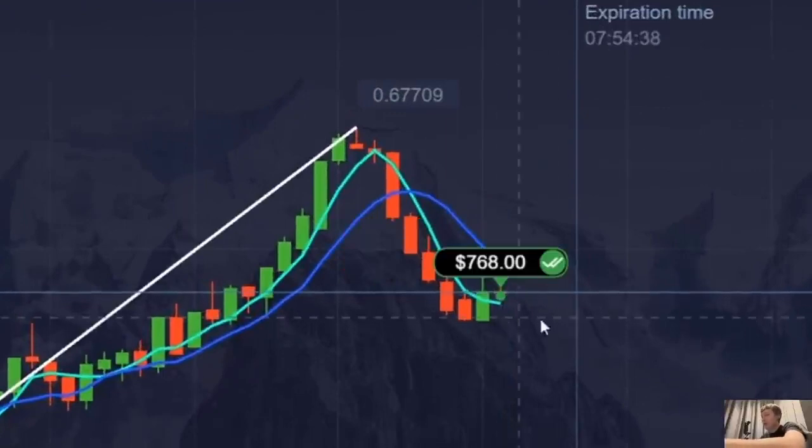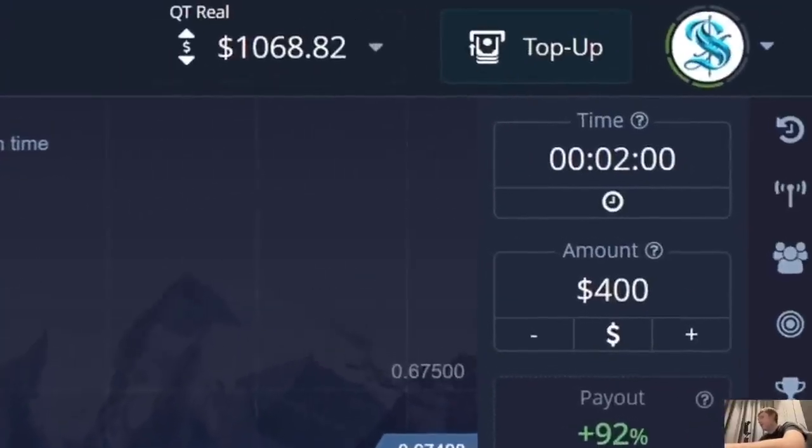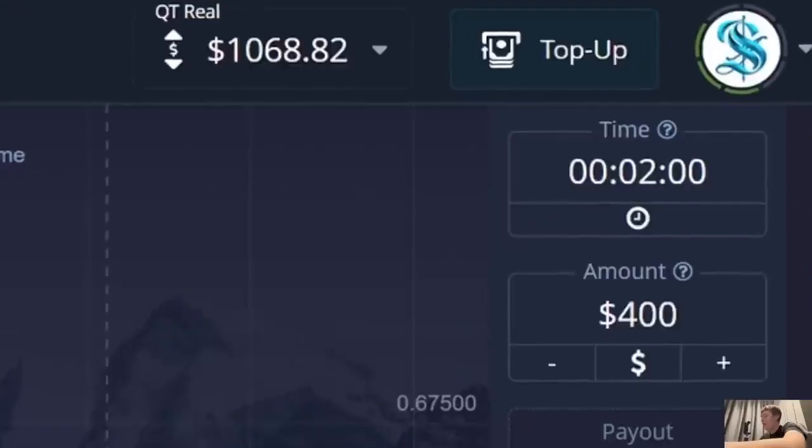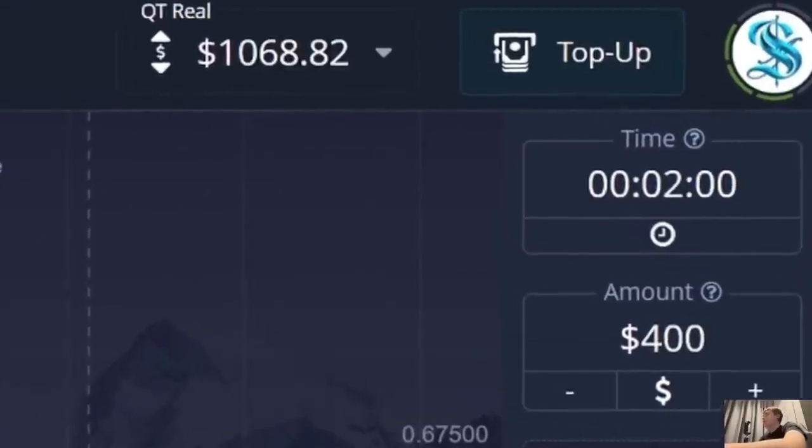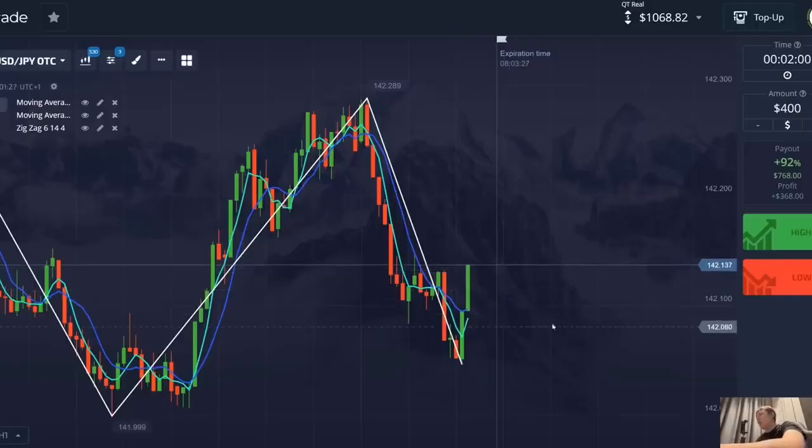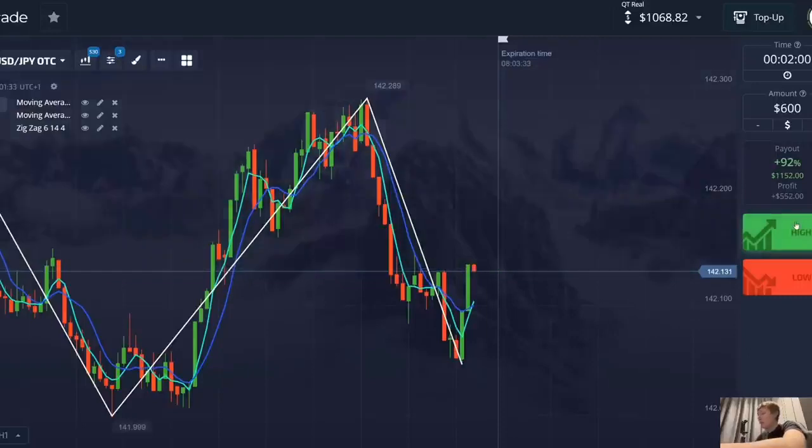I get $368 net profit. Yeah, my friends, look at my balance, that's good. In this situation, I will open a trade up because I see good conditions for the strategy. The timer time is 2 minutes again. I press the green button.